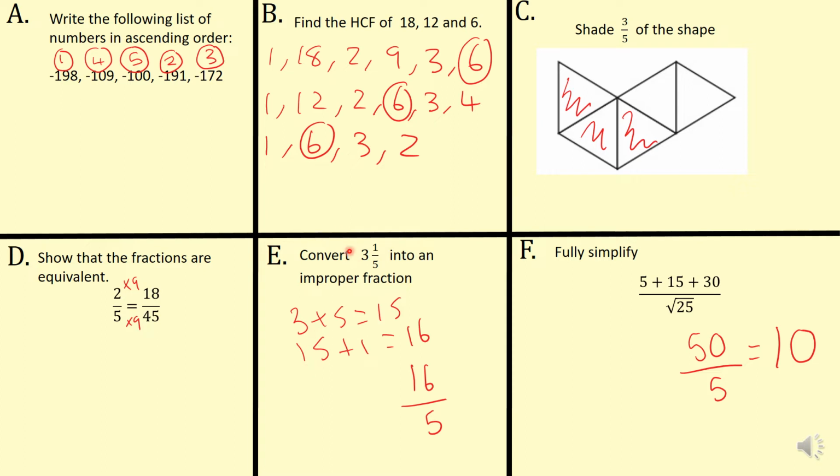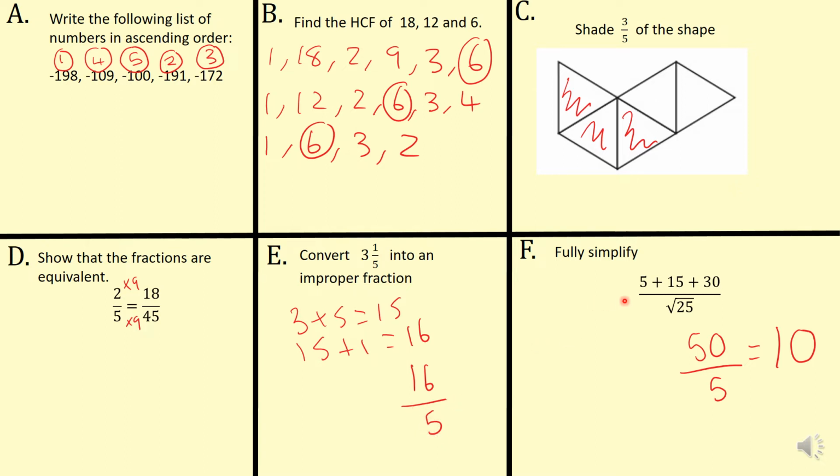Converting a mixed number to an improper fraction, if you remember, times 3 by 5, which is 15, add the top number, so you have 15 add 1, which is 16. That number you found goes at the top and the denominator always stays as it is, so your answer is going to be 16 over 5.